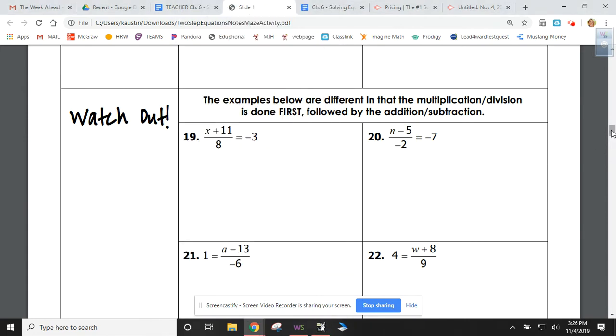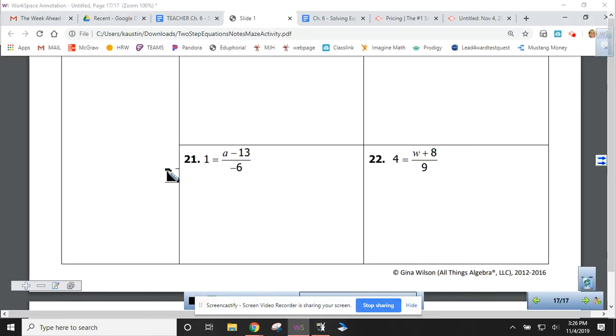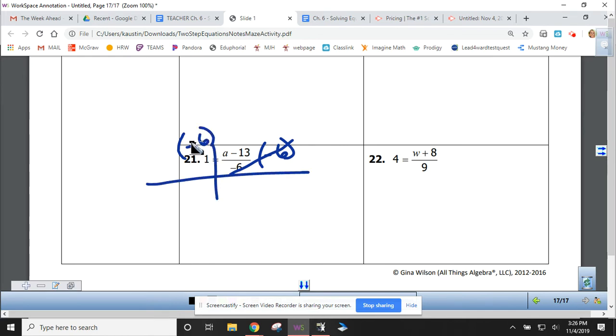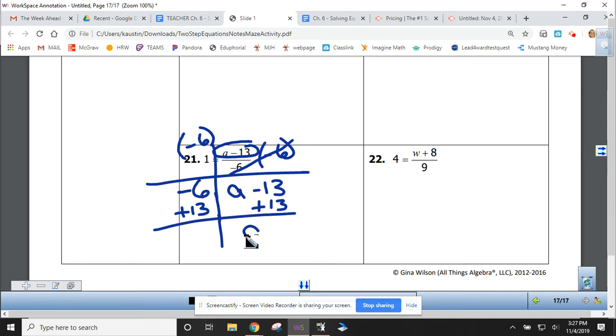All right, our last two examples. Number 21. I need to get rid of this fraction by multiplying by its denominator, negative 6, so that gets rid of that. We'll multiply this side by negative 6. 1 times negative 6 is negative 6. I bring all this down, a minus 13. Now I'm going to do the opposite and add the 13 to each side. I like to draw the lines just to break it up so I can keep track of each step. So I've got a equals negative 6 plus 13 is 7.